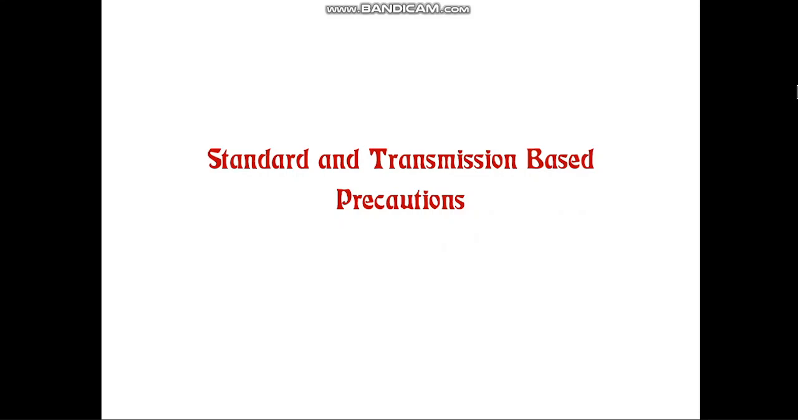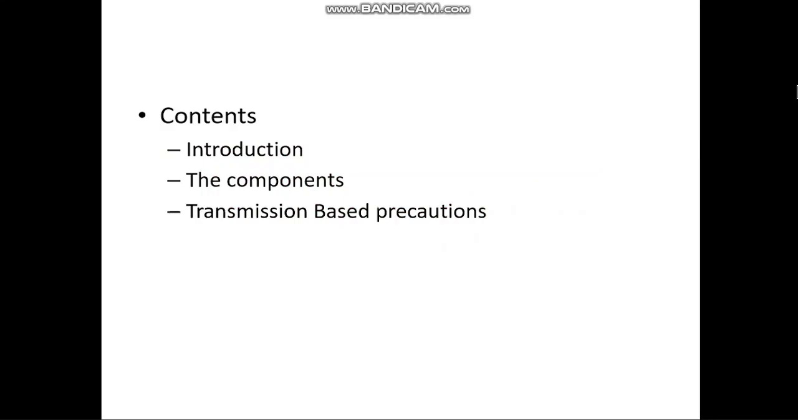Hello everyone. Today we'll be discussing standard precautions and transmission based precautions. We'll be discussing the following contents: the introduction of standard precautions, the components of it, and transmission based precautions.